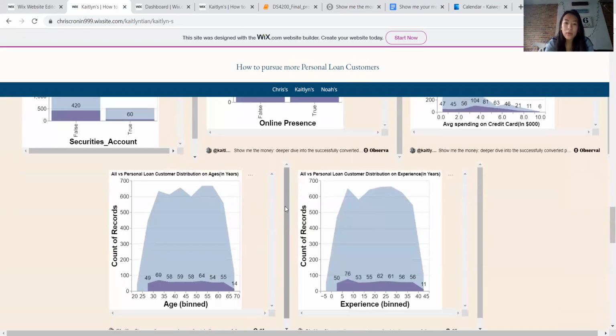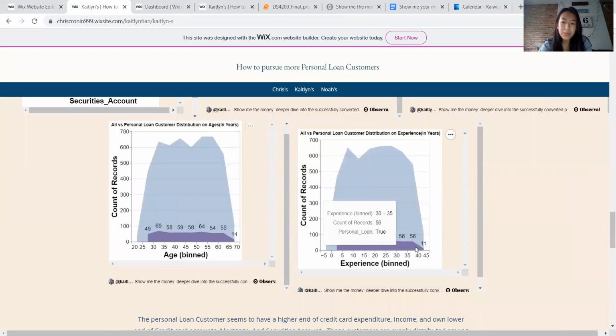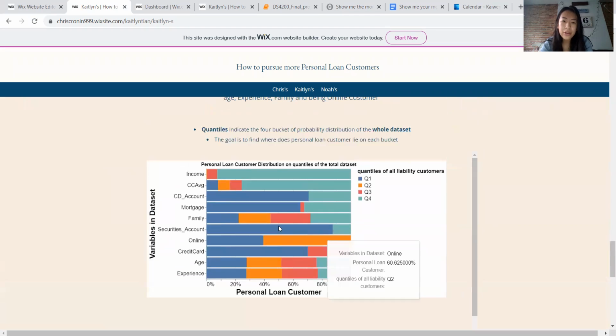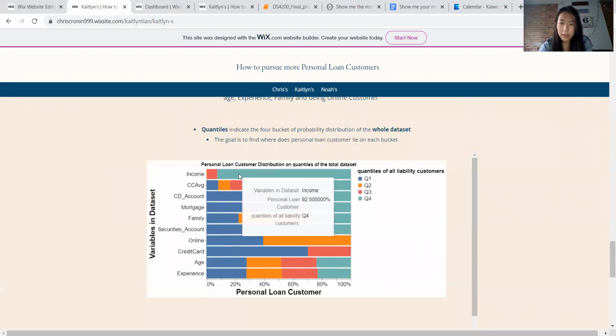With those, there are no clear characteristics that stand out anymore. Something really interesting that stood out to me is that age and experience are actually very evenly distributed. I saw that was very interesting because there could have been something standing out there in the initial original hypothesis.